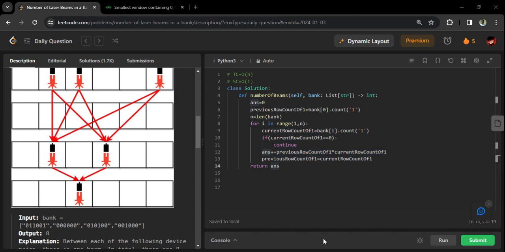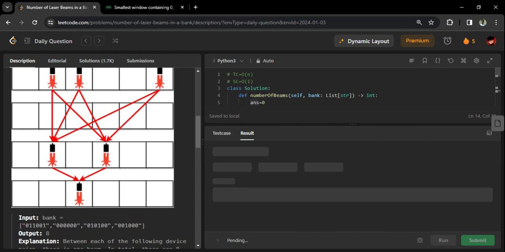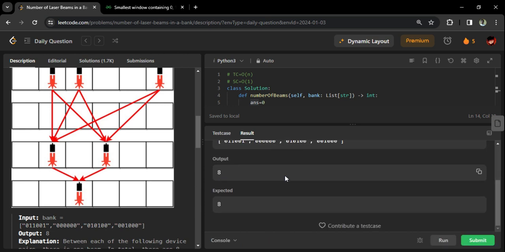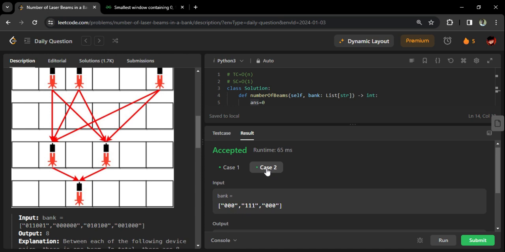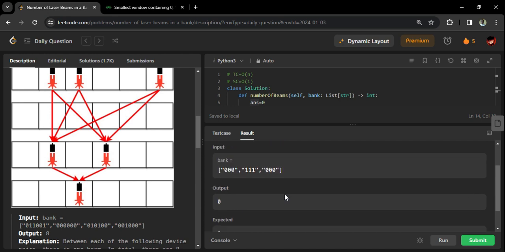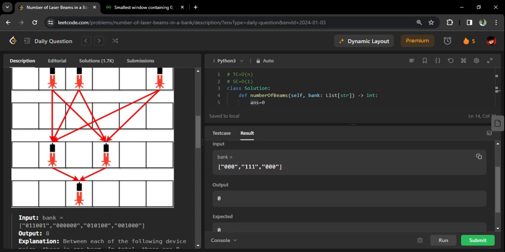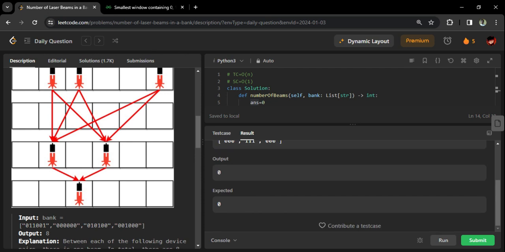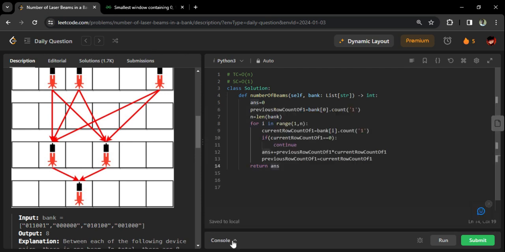So let me quickly run this and show you, so that you get the clarity. So as you can see, we are getting 8 as the answer. And if you talk about the second case, it's very simple, because only one row has the devices. So obviously beams cannot be produced, because for beams to be produced, we need at least 2 rows with some devices, right? So obviously in this case, we are not having any beams. So I hope we would have understood.